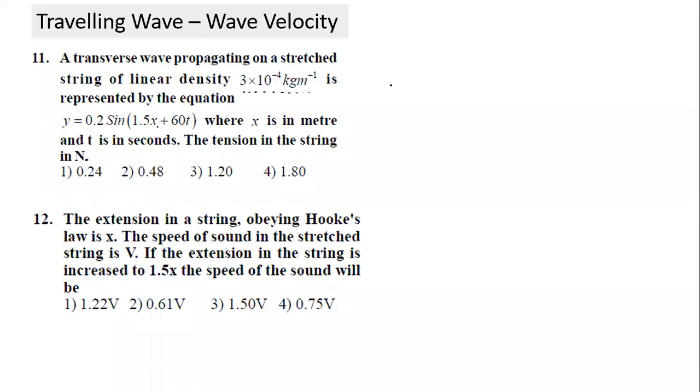This is also based on wave speed, v is equal to root of T by mu, and the mu term is directly given. The wave speed is given; we differentiate to find it. In this case the wave is traveling in the negative x direction, and the wave velocity is 60 by 1.5. With simple substitution we get the T value. From this equation we get the wave velocity, mu is directly given, and we can find T.